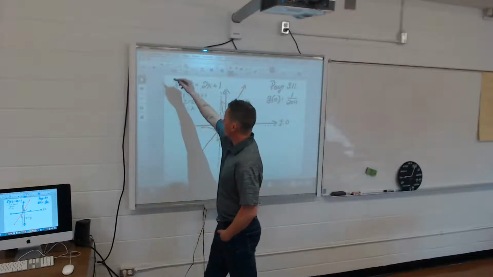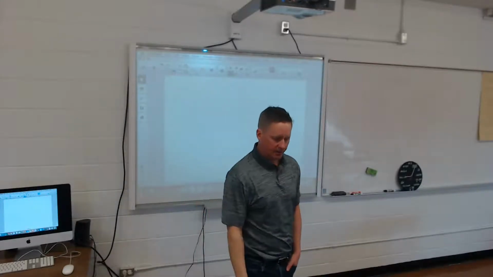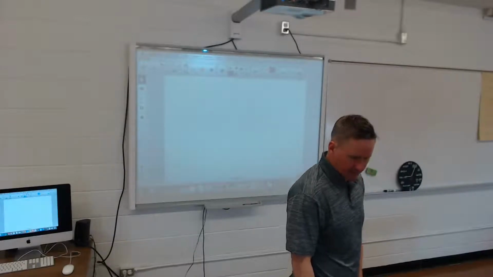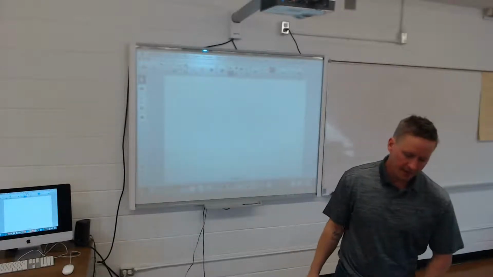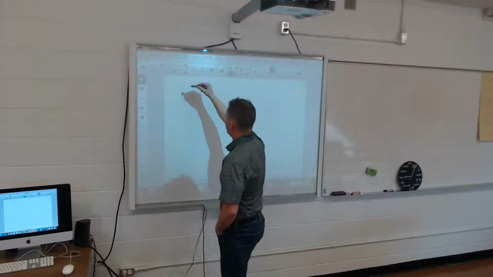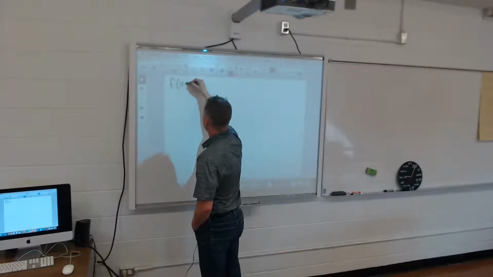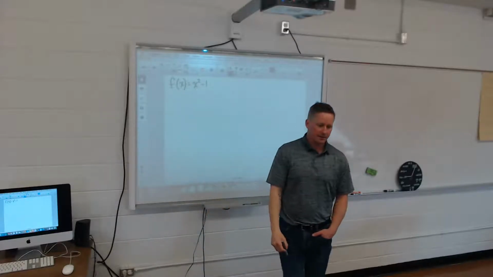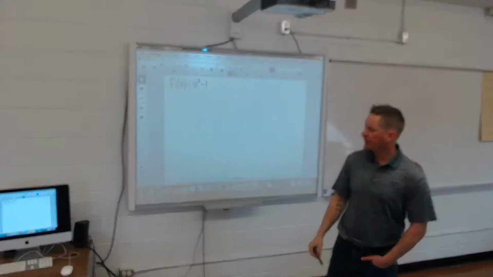So let's have a look at example 3. Example 3 on page 313. So I've got f of x equals x squared subtract 1. Okay, so I want to graph the reciprocal of that. So the first thing I do is graph the original.